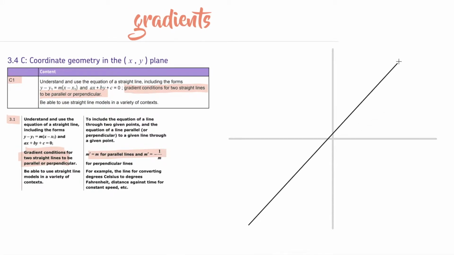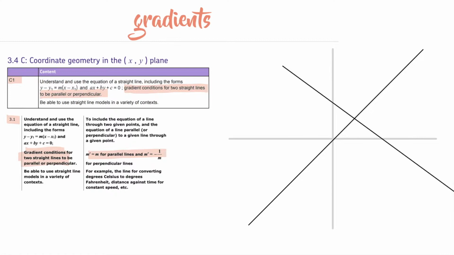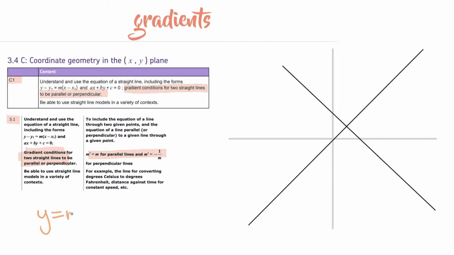Just as a reminder, the gradient is the slope or the steepness of a straight line. So you can either have a positive or a negative gradient. This one here is positive. A line going in this direction would have a negative gradient. The equation of a straight line, as we all know, is y equals mx plus c, and this letter m here represents the gradient.